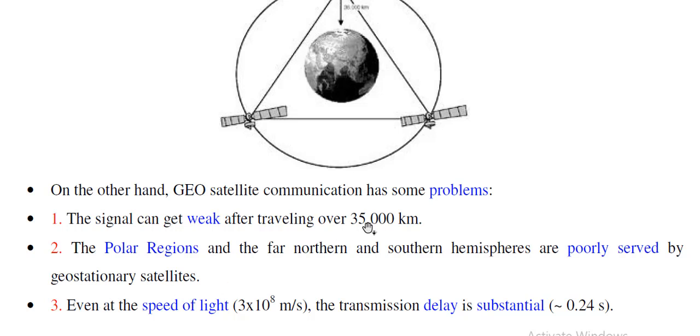For the delay, of course, since we are sending signals through 35,000 kilometers, here we will have a delay which is really huge. Even with the speed of light, we will have some delay. For instance, 0.24 second, which is really a big delay for a transmission.